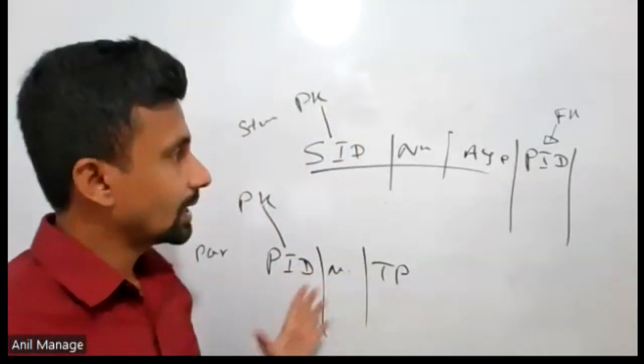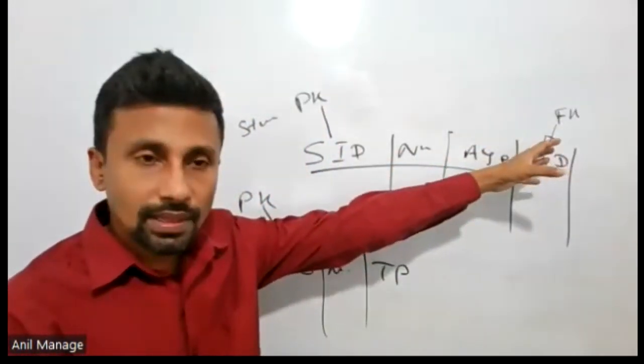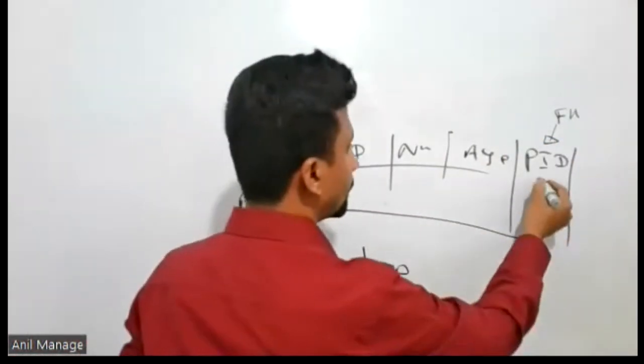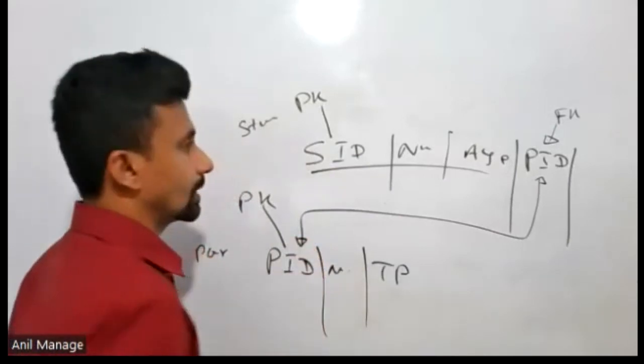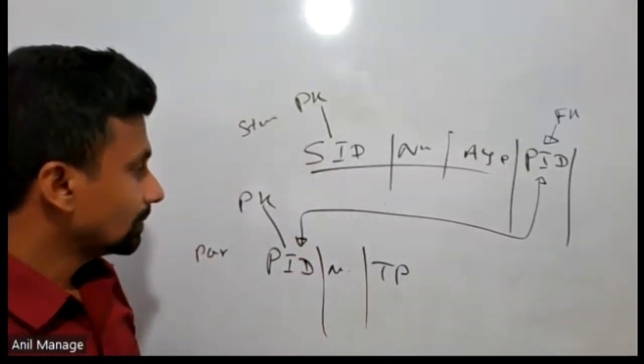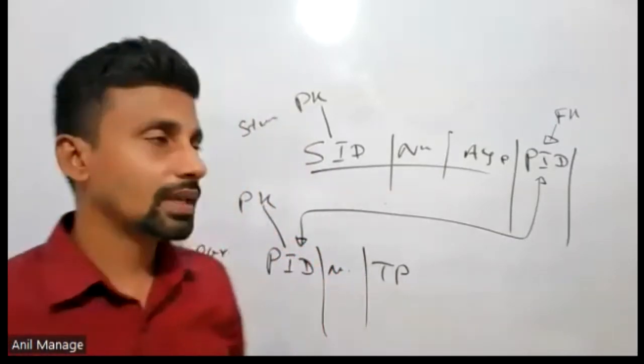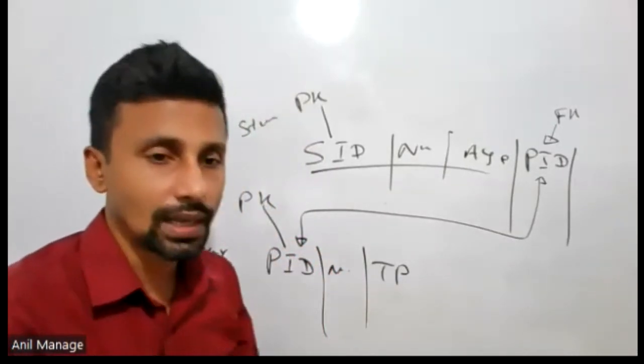So why do we need to put the primary key of one table in another table as a foreign key? To connect these tables. To connect this table, we are using primary key as a foreign key with another table. So why do we need to connect them?